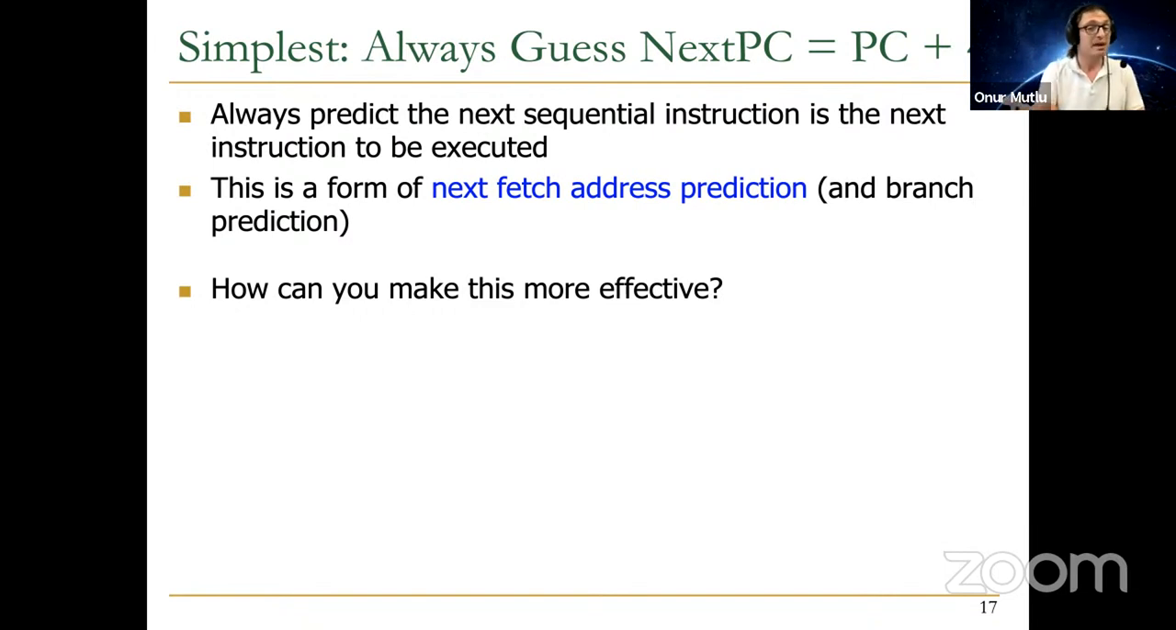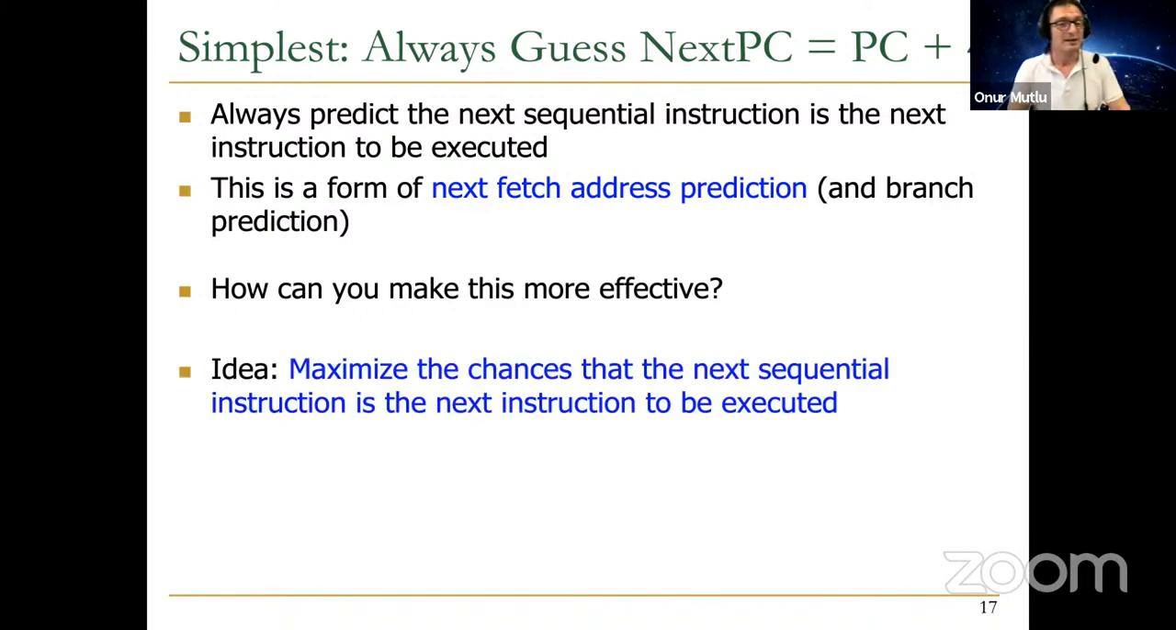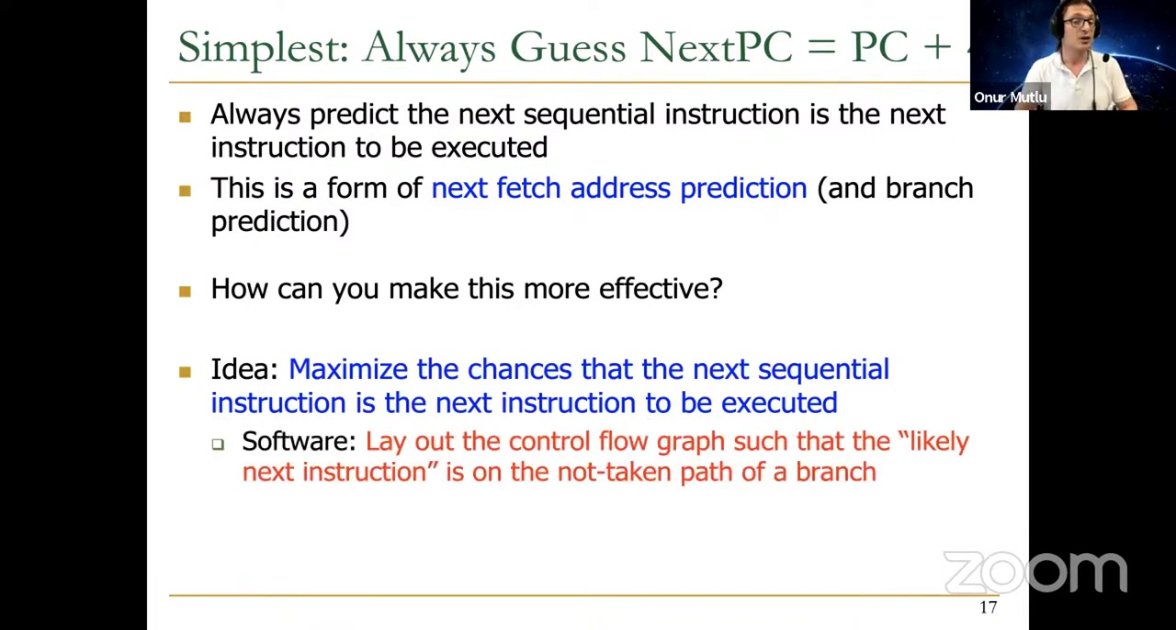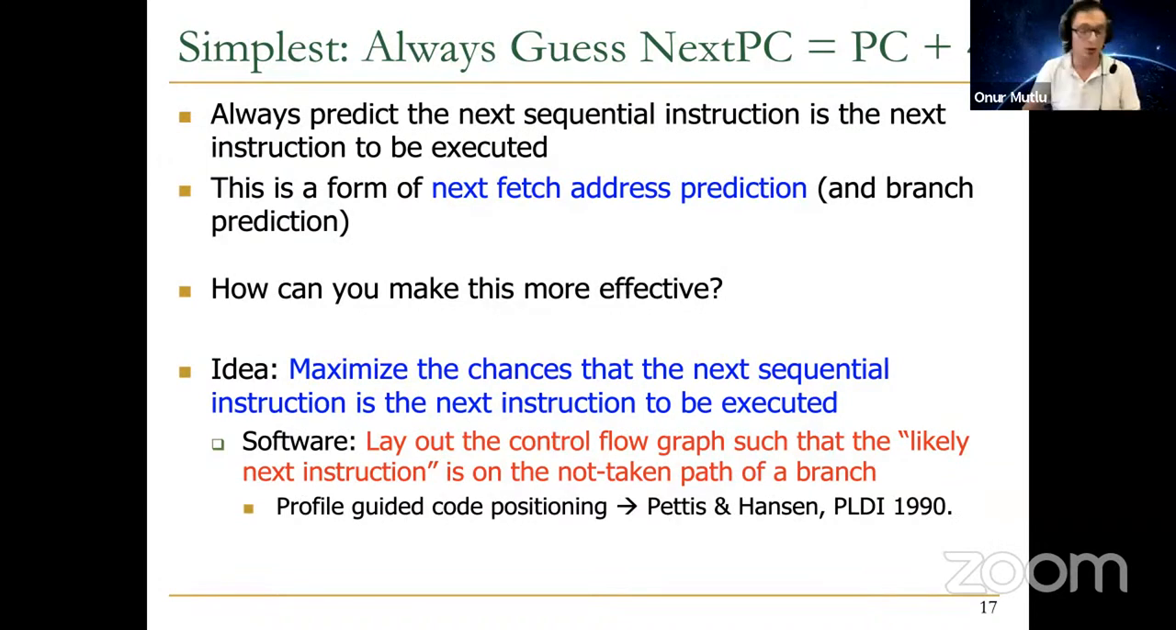But there are methods to make this more effective. Basically, the compiler, for example, can maximize the chances that the next sequential instruction is the next instruction to be executed. So the software, compiler, or programmer can lay out the control flow graph such that the likely next instruction is on the not taken path of a branch. And this is actually a cool idea. It's called profile-guided code positioning. It was developed by Pettis and Hansen in PLDI 1990, if you're really interested in looking at it. And many existing compilers actually do this today.